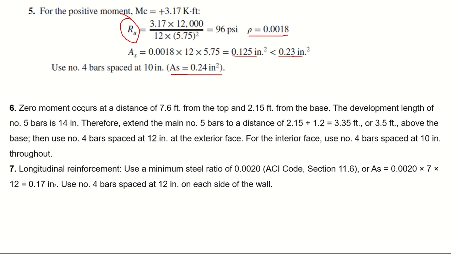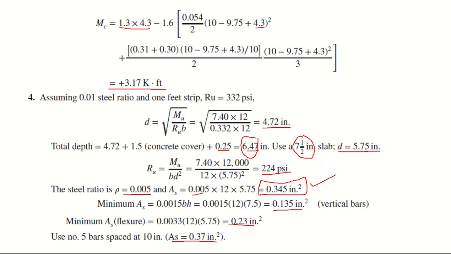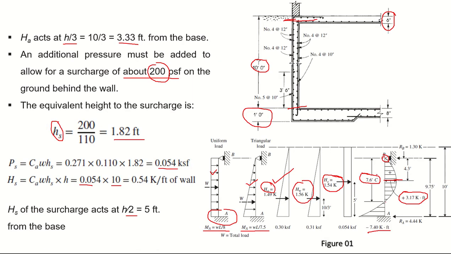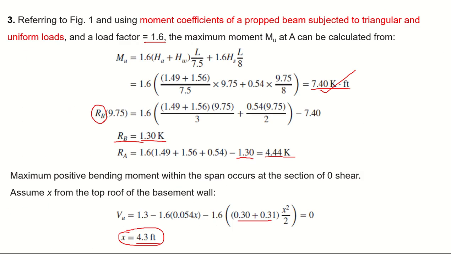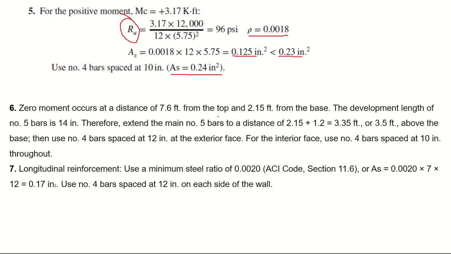Now keep in mind that zero moment occurs at a distance of 7.6 feet, just like here. This point of zero moment is 7.6 feet from point B from the top, and 2.15 feet from the base. The development length of number 5 bars is 14 inches. Therefore extend the main number 5 bars to a distance of 2.15 plus 1.2, which is equal to 3.35 feet, or 3.5 feet above the base, so that it passes through this 2.15 feet, right?